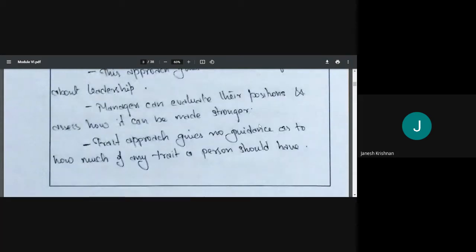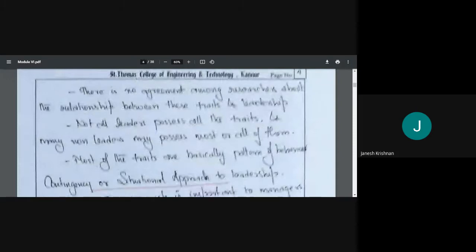The other issue is that there is no agreement among the researchers about the relationship between the traits and leadership. Each researcher will have their own opinion. Even though we say drive is needed, self-confidence is needed, that we can understand, but what is the relationship? There is no such agreement. It's not being said that if this trait is developed, it will make a good leader.